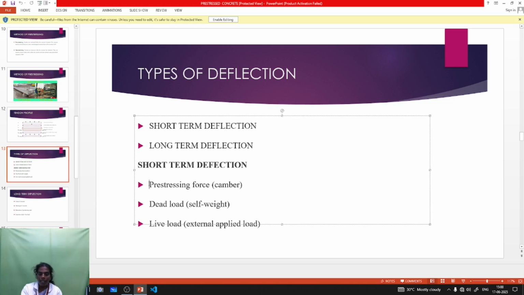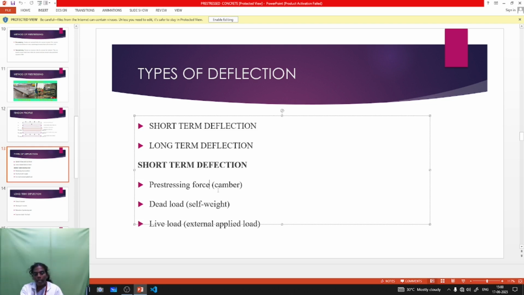How to calculate the free stressing deflection? Free stress is the upward deflection. Dead load and live load is the downward deflection. So the upward deflection depends on what type of tendon is used. Suppose a straight tendon is used, the formula is PEL squared by 8EI. Suppose using the parabolic tendon, the formula of deflection of free stress is 5 PEL squared by 48 EI.